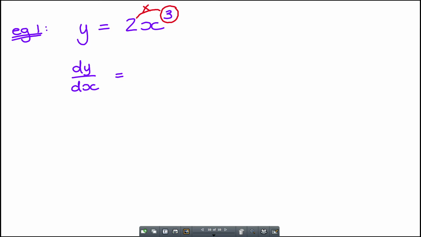Right. Now, that exponent I am going to multiply with the coefficient of x. And then minus 1 to get the new exponent.